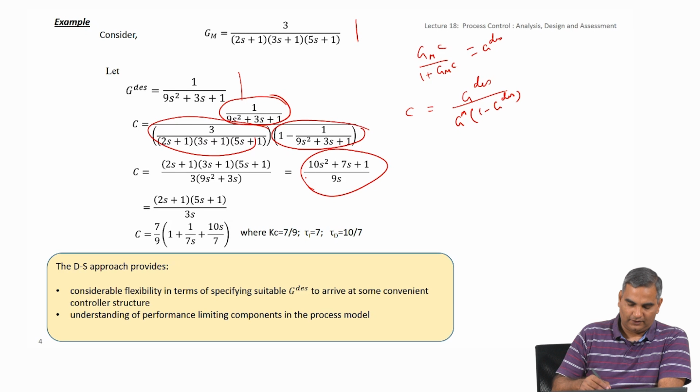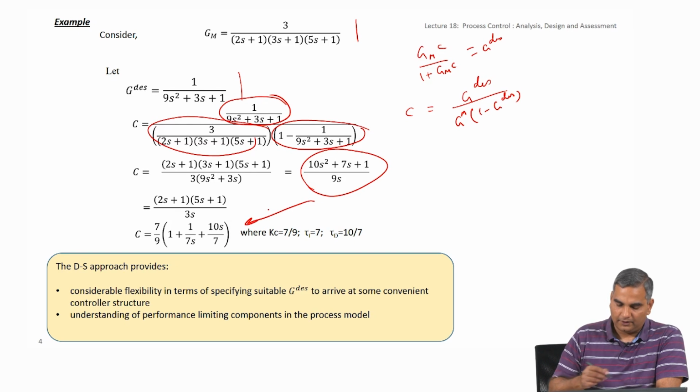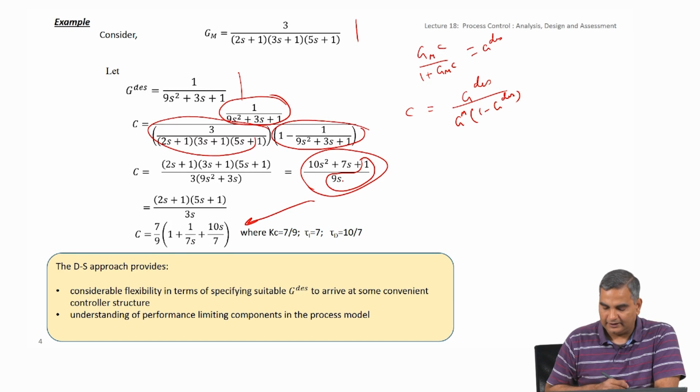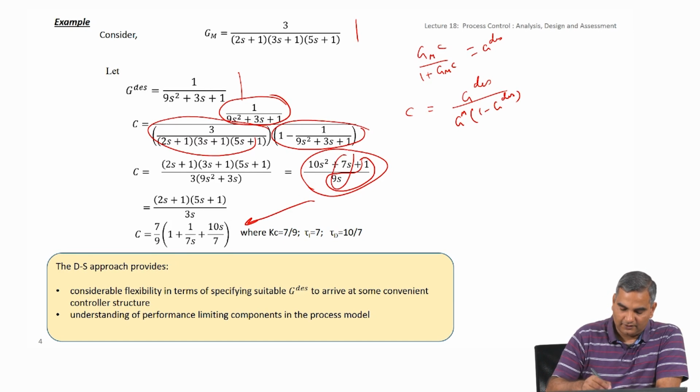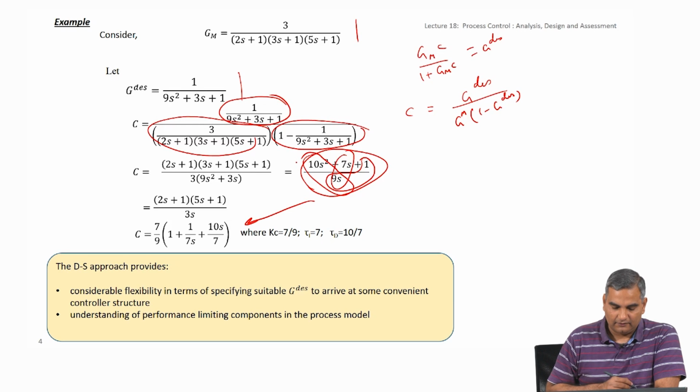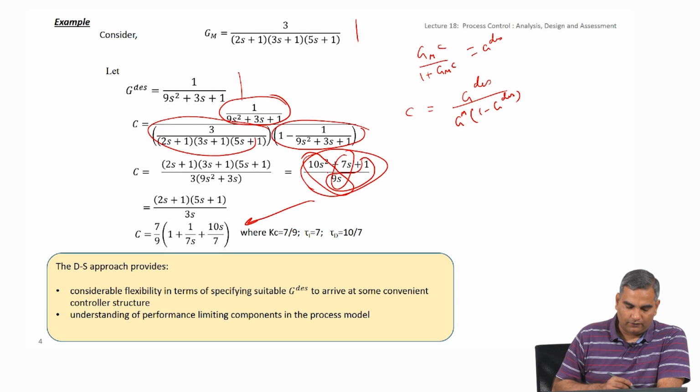So, what we can do here is the following. We can write this in a PID form, because the first term, this by this will give you the integral term; this by this, because s and s will get cancelled, will give you the proportional term; and this by this, because I will have an s here, will give me the derivative term. So, this is what we can do. Now, when you put all of this together and slightly rewrite it in the PID form, you will get this.